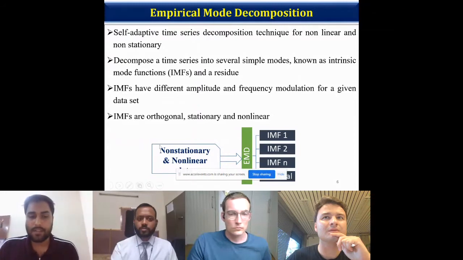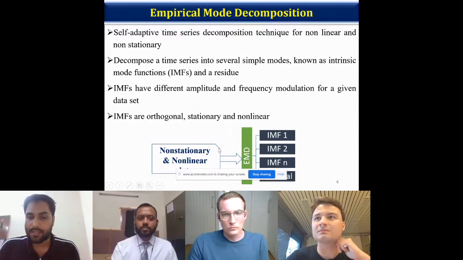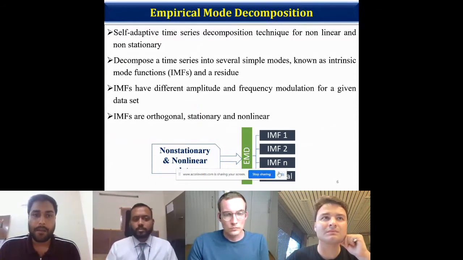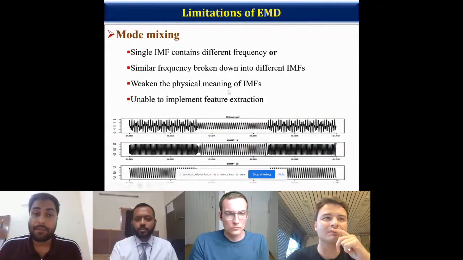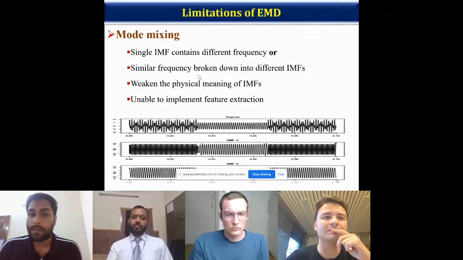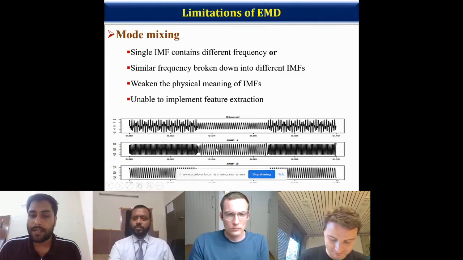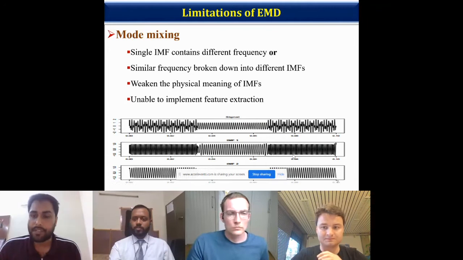Here we can see that a nonlinear and non-stationary time series is given. First we use EMD, and EMD decomposes it into IMFs and a residual. But EMD also has a limitation: a single IMF contains different frequencies, and a single frequency is broken into different IMFs, which weakens the physical meaning and makes it unable to support feature extraction. Here we can see the original signal. If we use EMD, then the first IMF shows both high frequency and low frequency. In the second IMF, we see only low frequency. Actually, the low frequency should be in a separate second IMF and the high frequency in the first IMF. But this is the limitation of EMD.